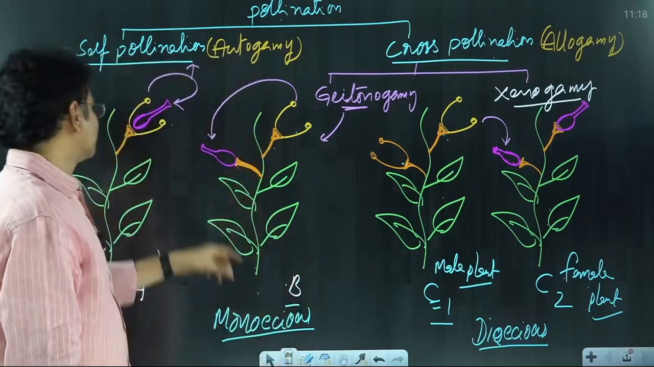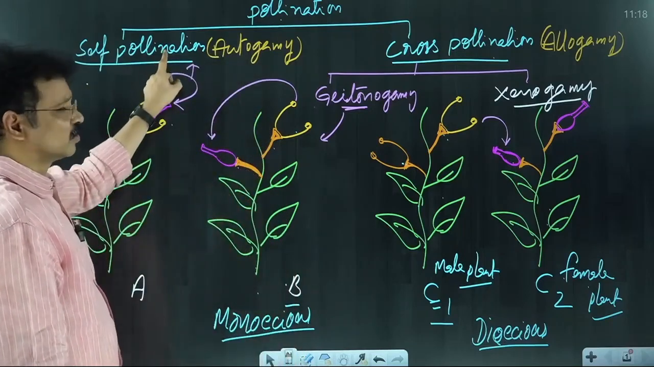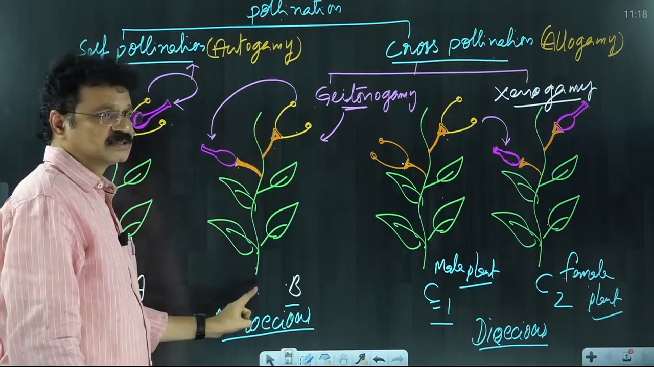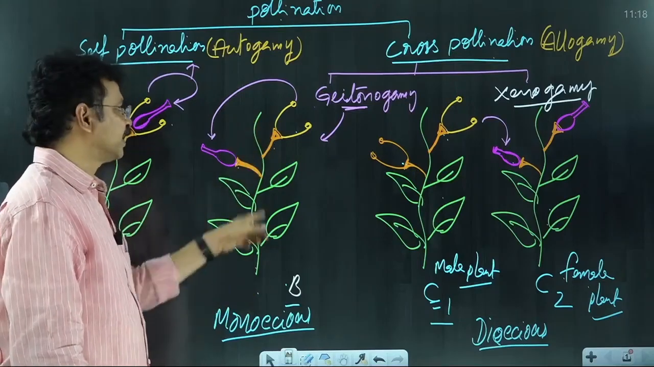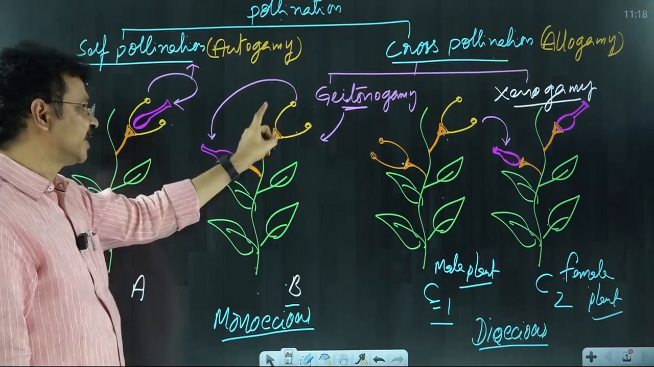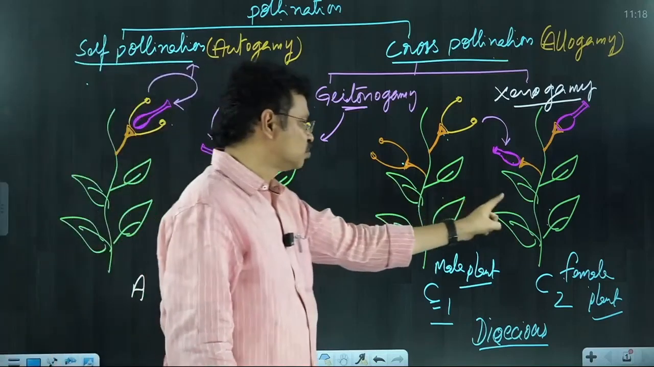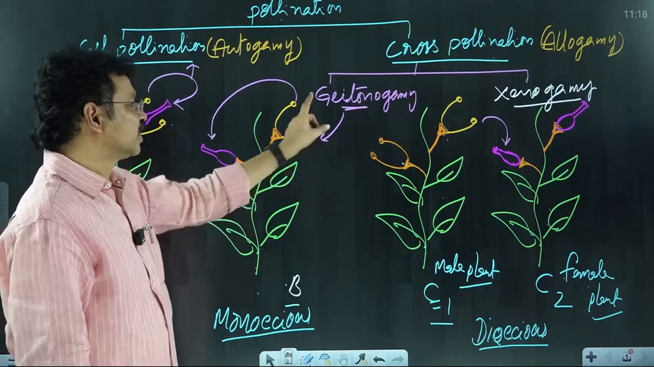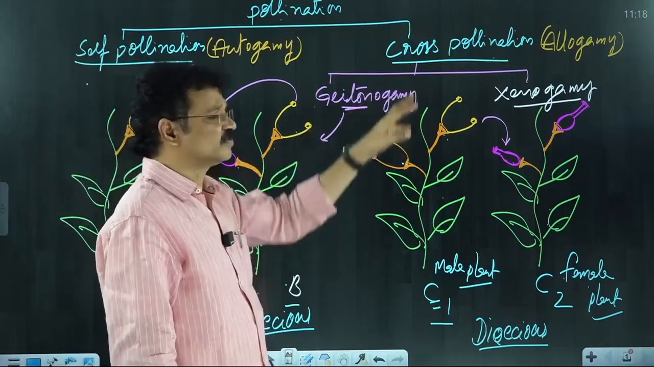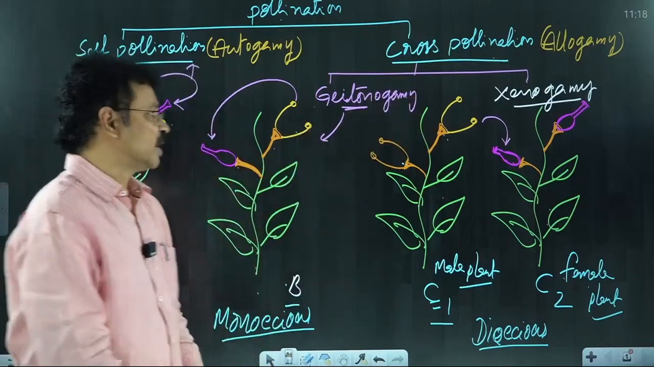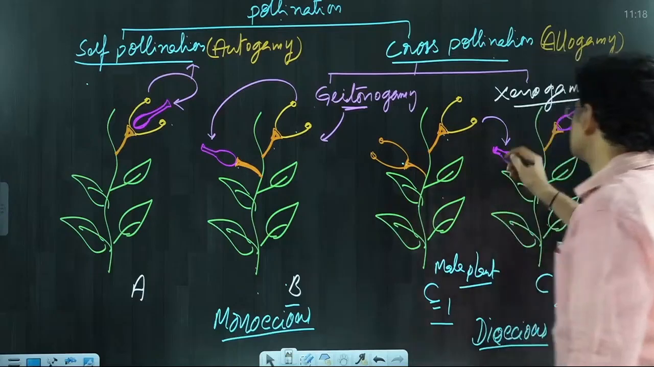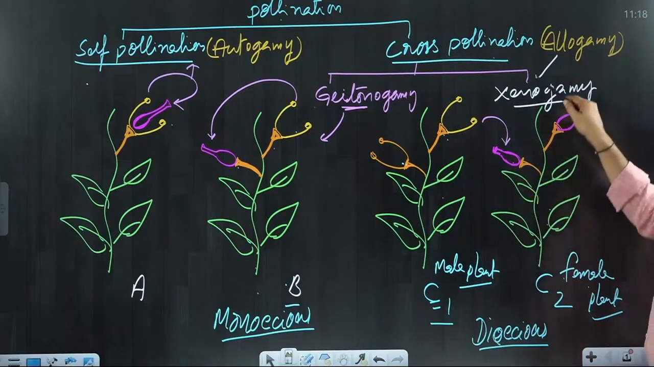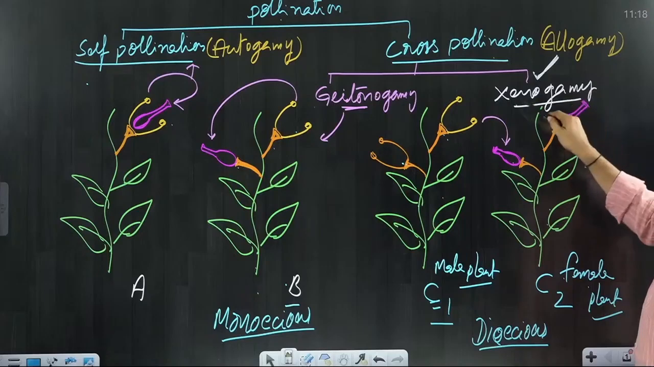Listen once again. Pollination within a single flower is autogamy. Pollination between two flowers of the same plant is geitonogamy. Pollination between two plants of the same species is xenogamy. Both geitonogamy and xenogamy are types of allogamy, or cross pollination. Within these two types, xenogamy is the true cross pollination, the real cross pollination.